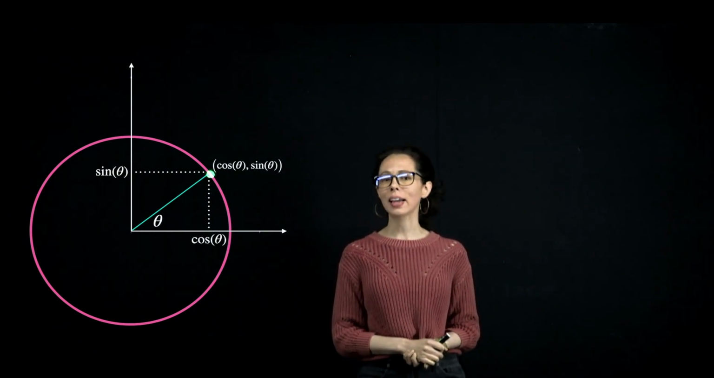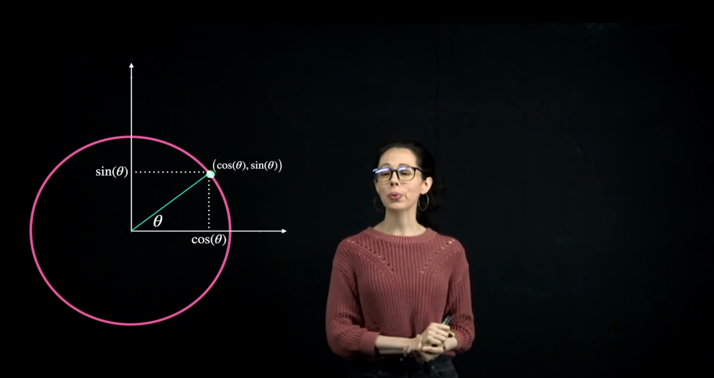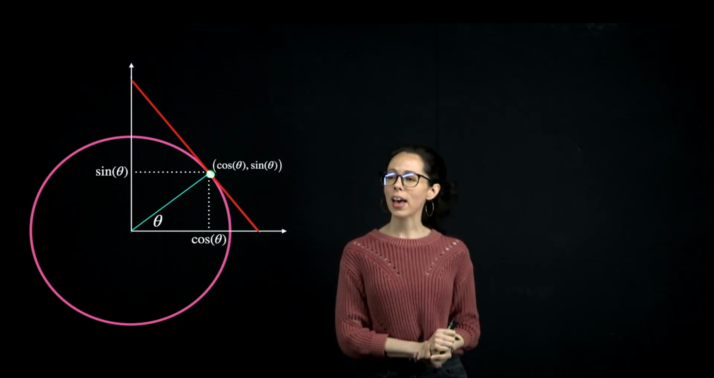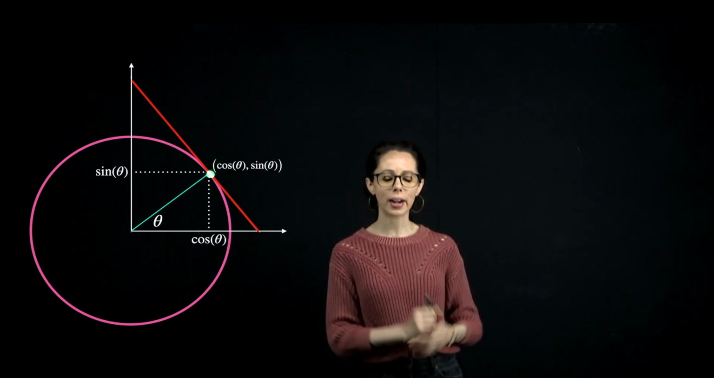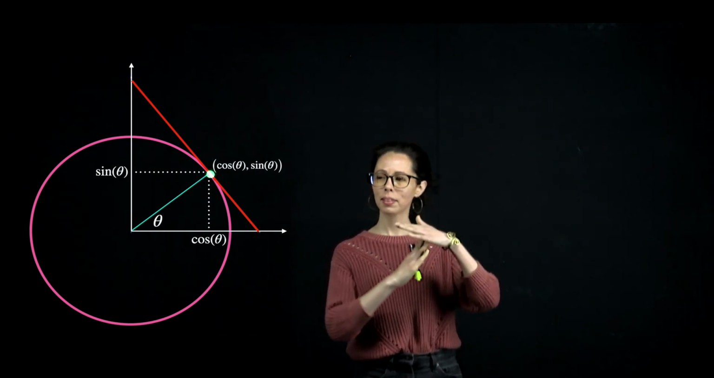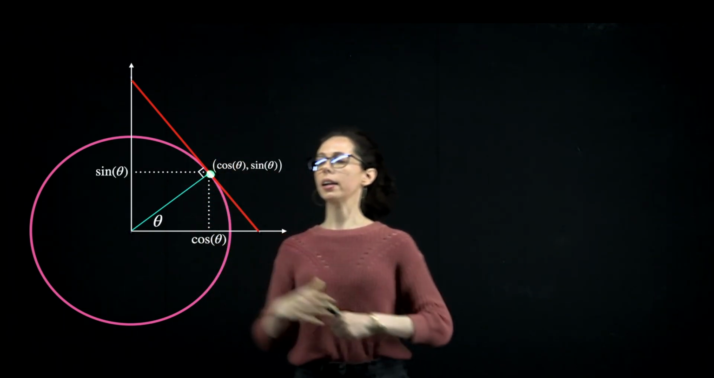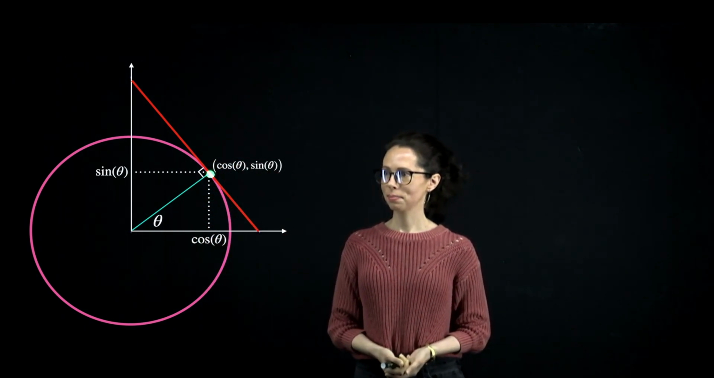Okay, let's drop a line which is tangent to the circle through that point. That looks like this. Notice that this line is perpendicular to the radius. It's kind of like spokes on a wheel. So that means that the angle that we're opening up here, both here and here, those are both right angles.